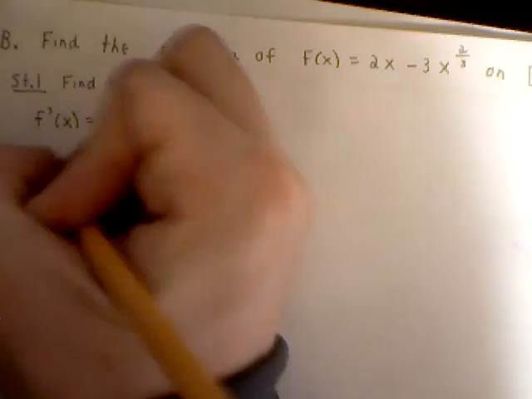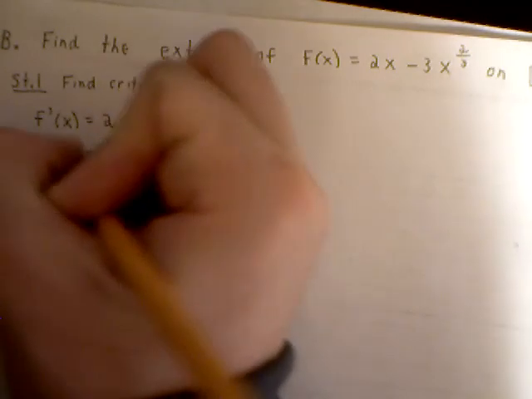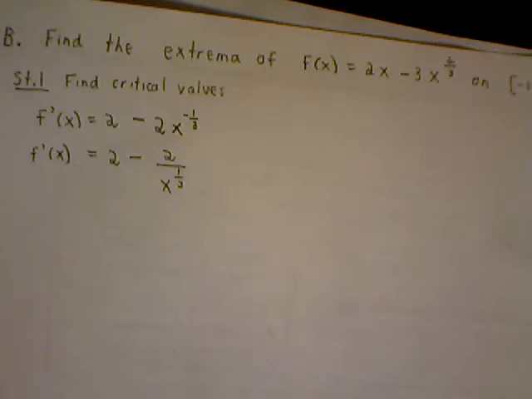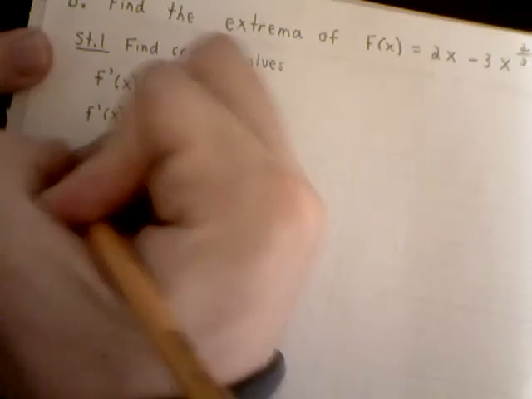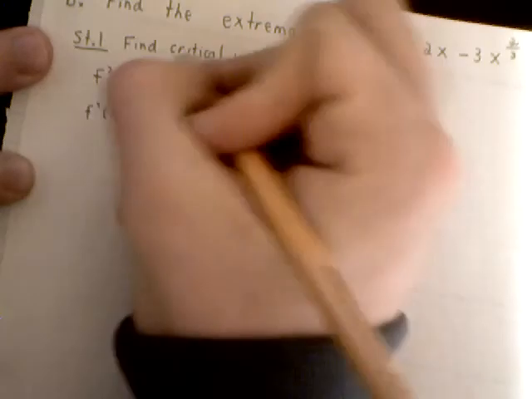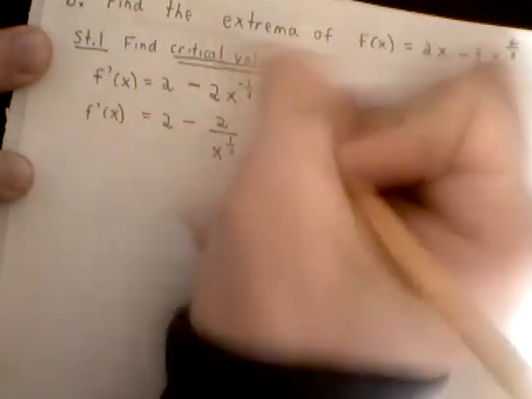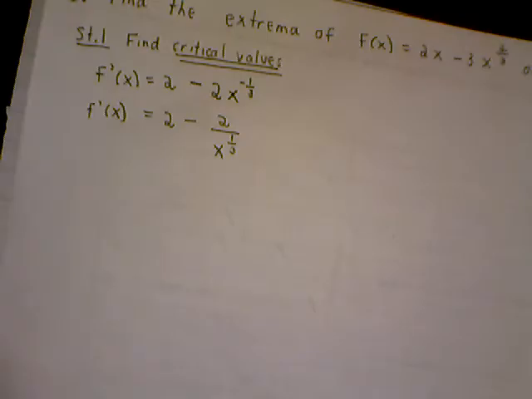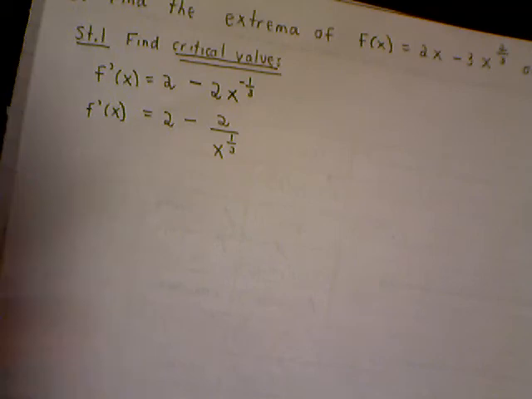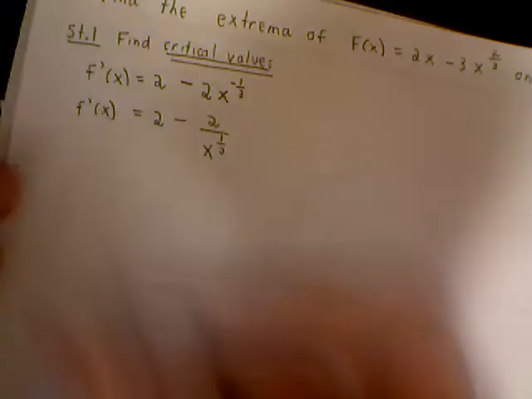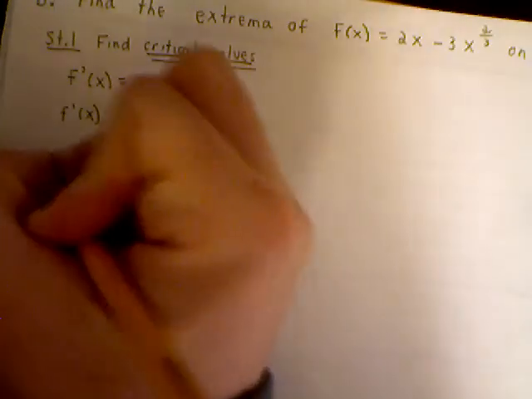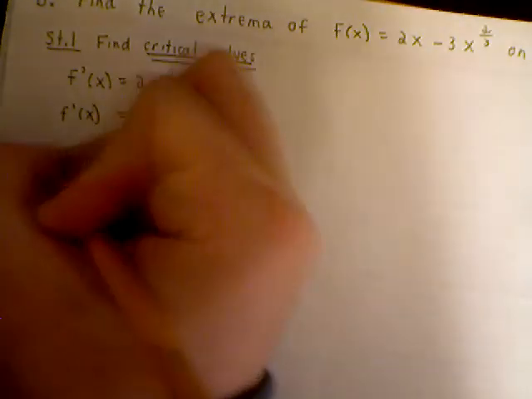All right, now we have two things to consider. It's a critical value. Critical values mean two things. Either the derivative is 0 or the derivative doesn't exist. So let's start off by finding when the derivative is 0.